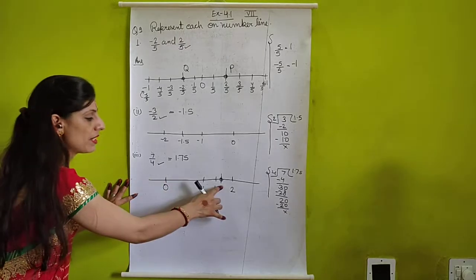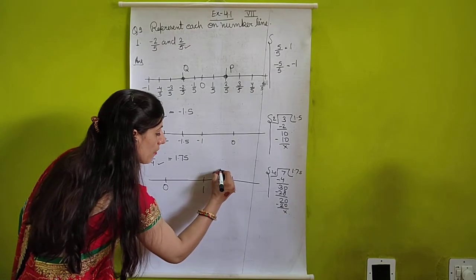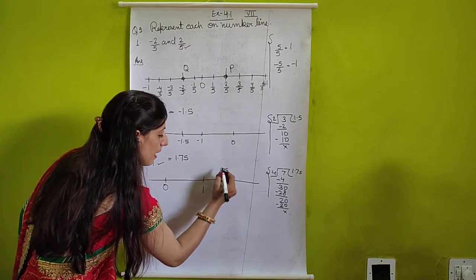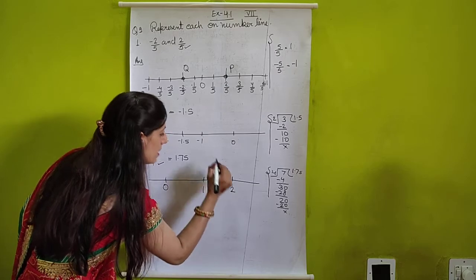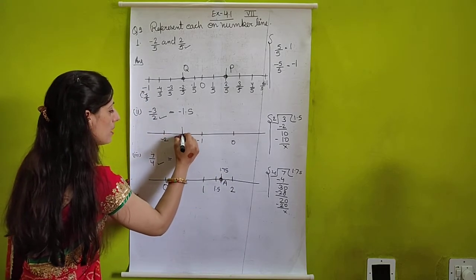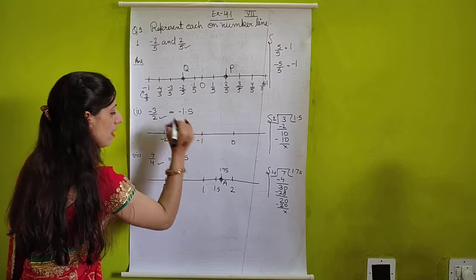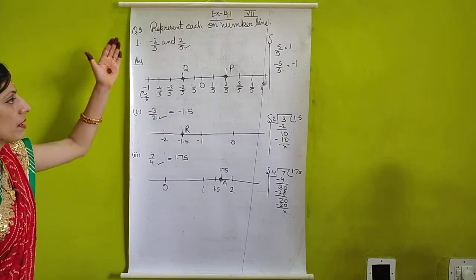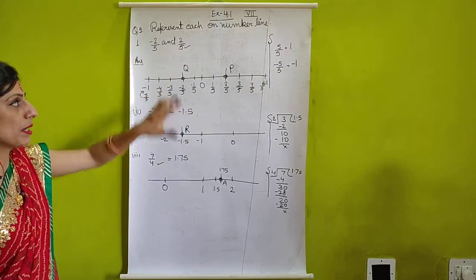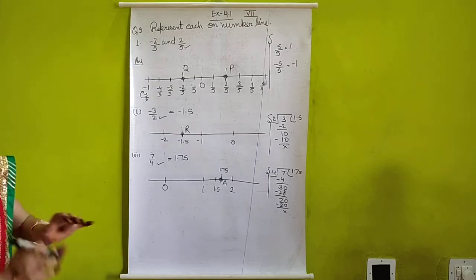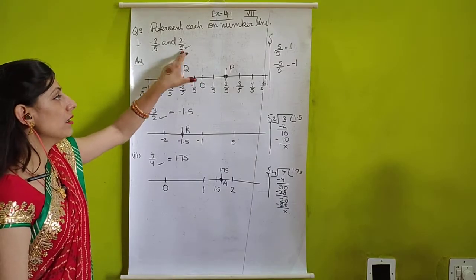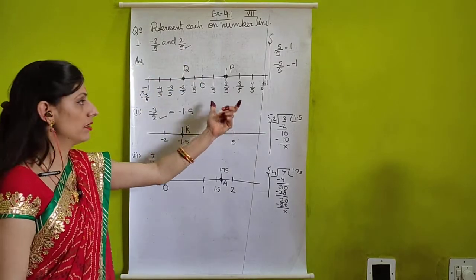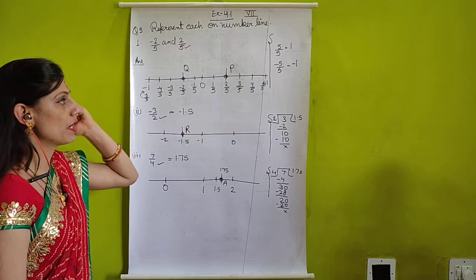You can draw 1.75 here and write 1.75, and you can give it a name like point A, and here also students you can give the name like point R. So like this, students, you can represent the given rational numbers on a number line. But remember one thing: when the denominator is greater, you can easily find the position of the given rational number on the number line.